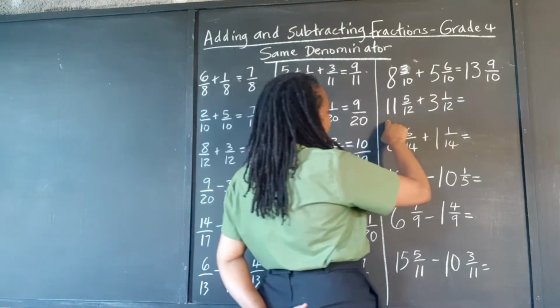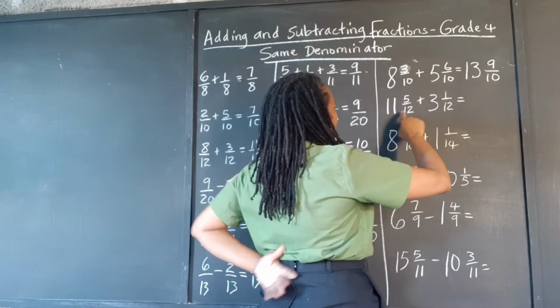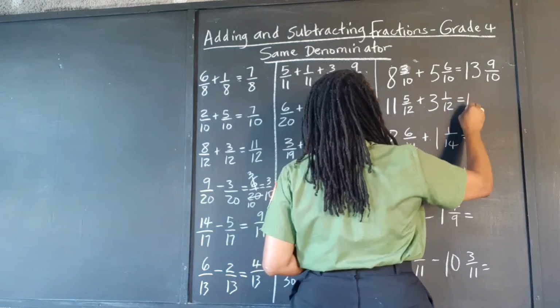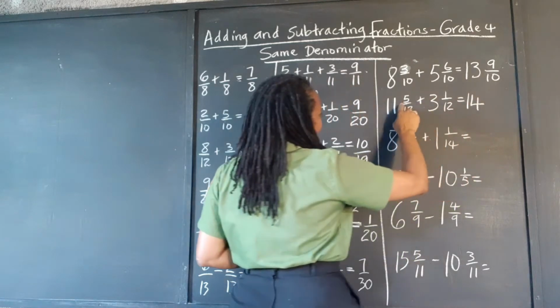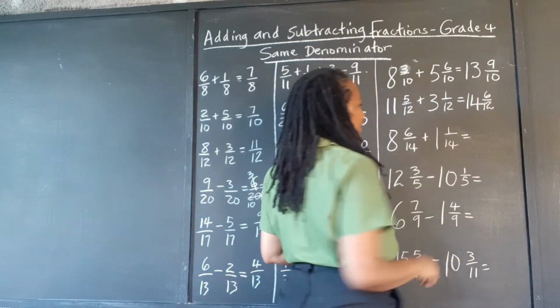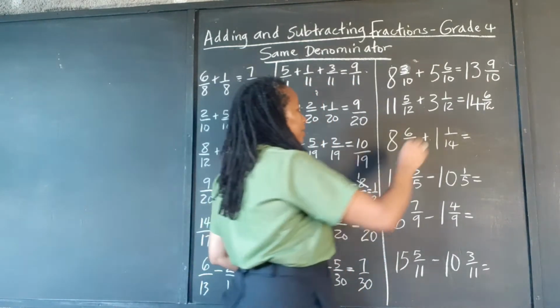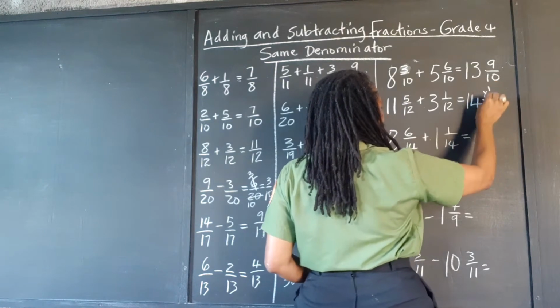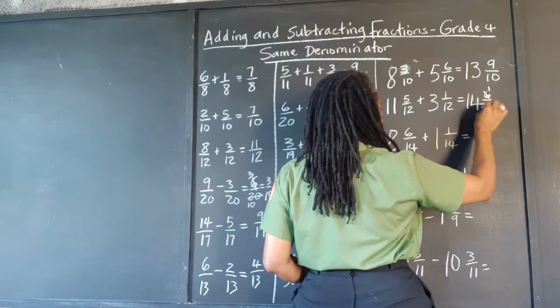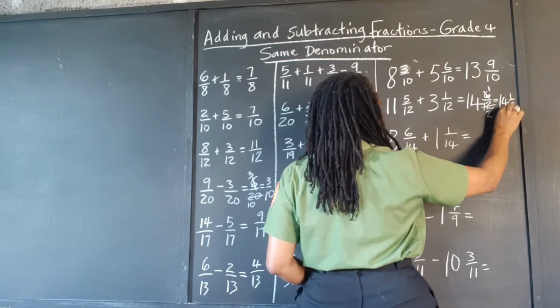We add the numerators. Again, 11 and 5 12ths plus 3 and 1 12th. So we add the 11 to the 3, we get 14. 5 plus 1 gives 6. Now 6 12ths can be reduced. 6 can go into 12. So 6 goes into itself once and 6 goes into 12 twice. The final answer is 14 and a half.